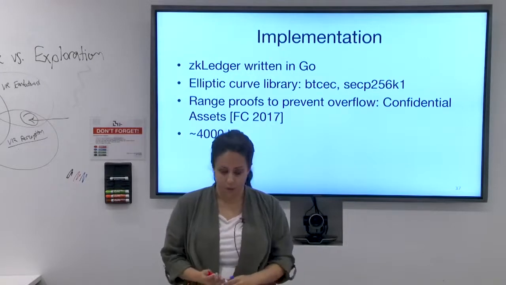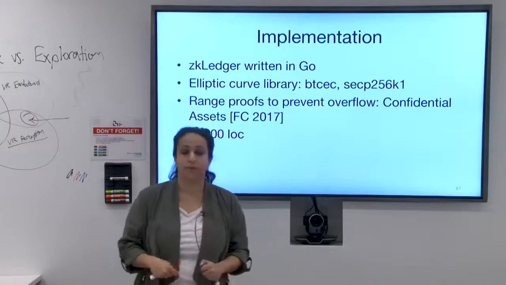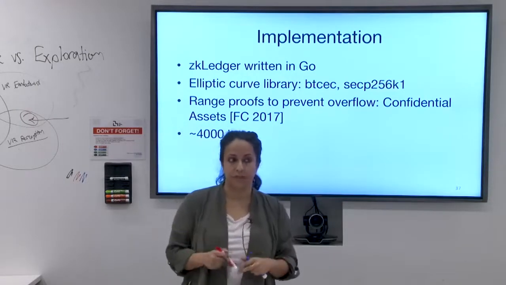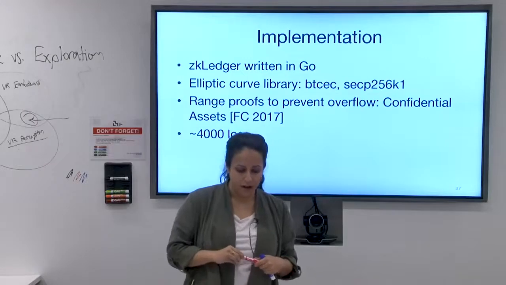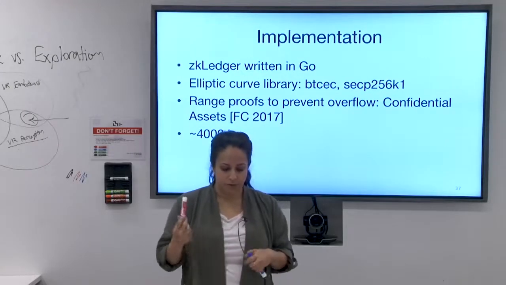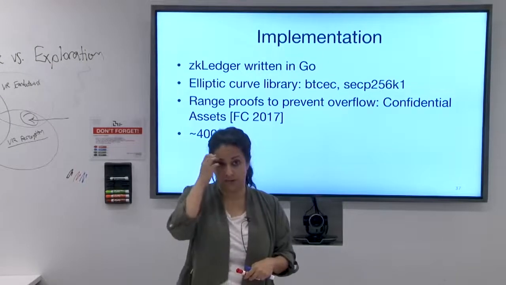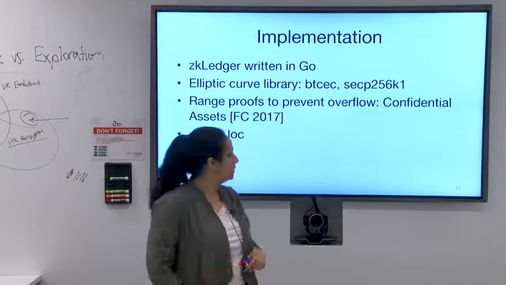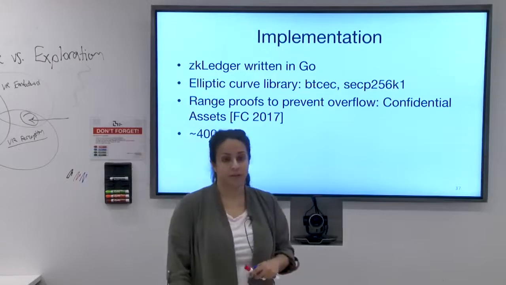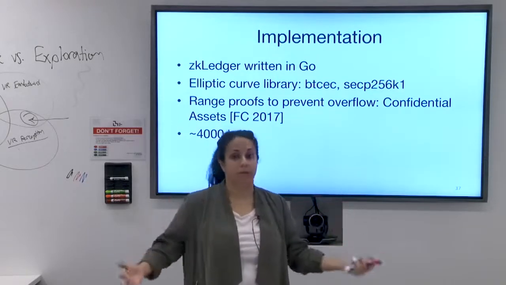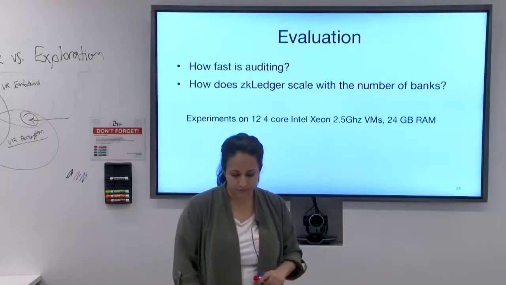So zkLedger is written in Go. It uses an elliptic curve as the group, secp256k1, which is the same elliptic curve that Bitcoin uses. We use range proofs to prevent overflow, like I said. We use the same ones as in confidential transactions and confidential assets. And it's around 4,000 lines of code. It's mostly cryptography functions. We don't actually implement our own ledger because we're ledger agnostic.